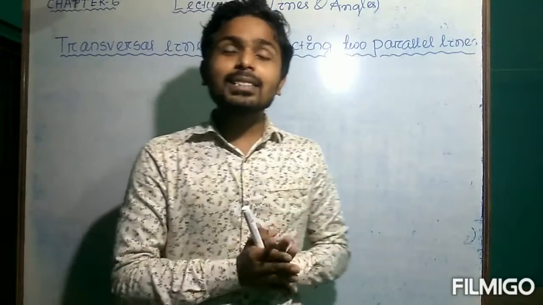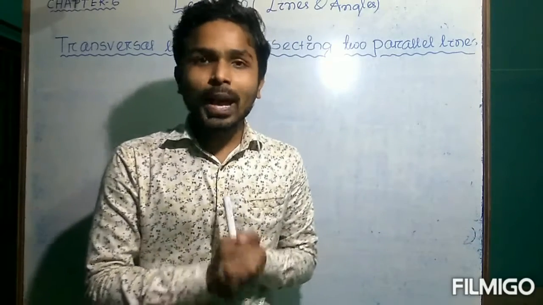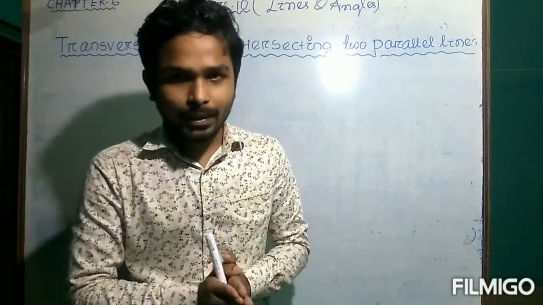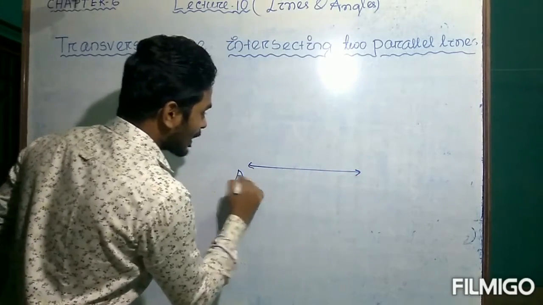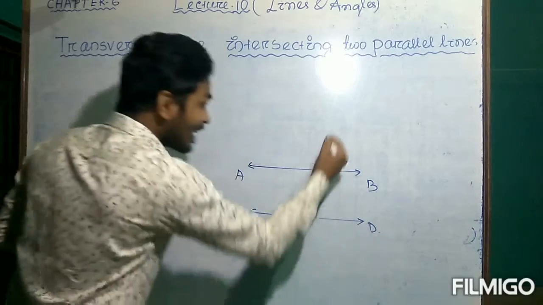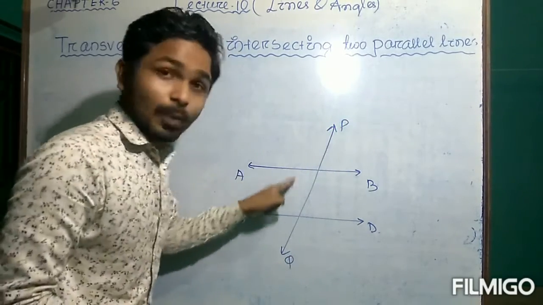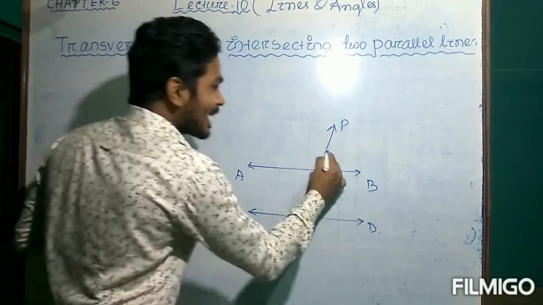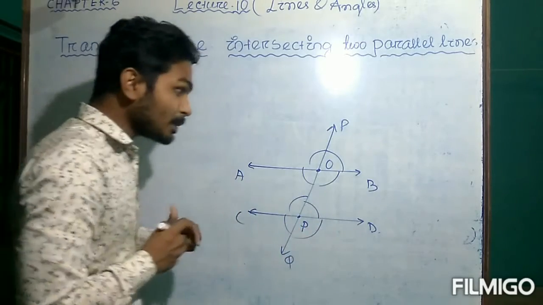In the two previous lectures we have discussed that whenever a transversal line intersects two lines at two distinct points, then as a whole 8 angles are formed. Right? Here if we have two lines AB and CD, then another line PQ, which is known as transversal line, intersects these two lines at two distinct points O, P. Then as a whole, how many angles are formed? 8 angles are formed. And what are the names of the angles?